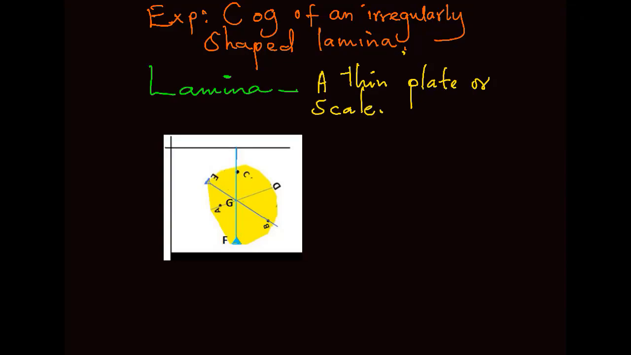Let us now look at a brief description of an experiment that can be used to determine the center of gravity. From the definition above, the center of gravity of a body lies at the geometrical center. COG lies at the geometrical center.